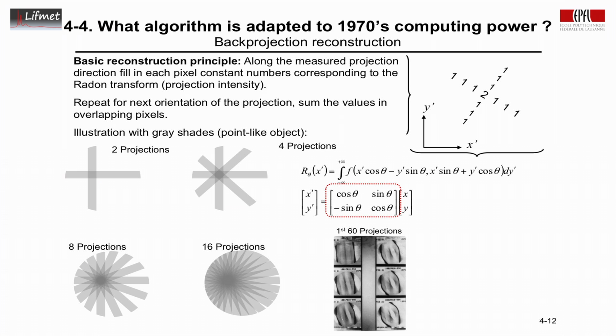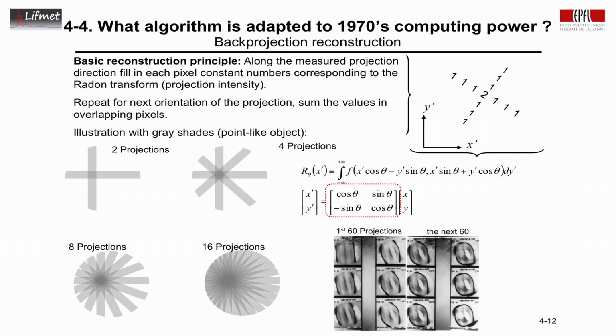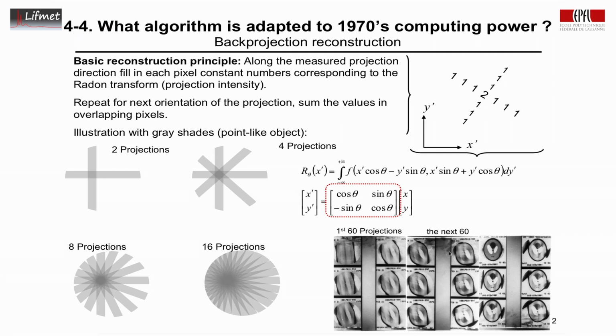If we look at the reconstruction in real time, this is an example here from a standard phantom. The first 60 projections, the next 60 projections, and so forth. And here there's 180 projections. The reconstruction is complete. We can see here this so-called Shepp-Logan phantom quite nicely.